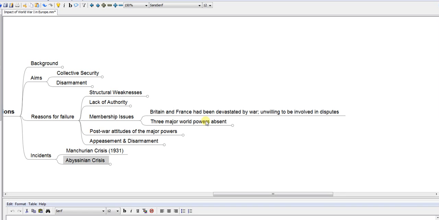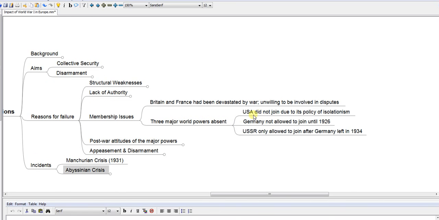And of course, three world powers were absent. The USA did not join, like we said, because they had a policy of isolationism, didn't want to get involved in European affairs. Germany was not allowed to join until 1926 because they were seen as guilty for World War One.